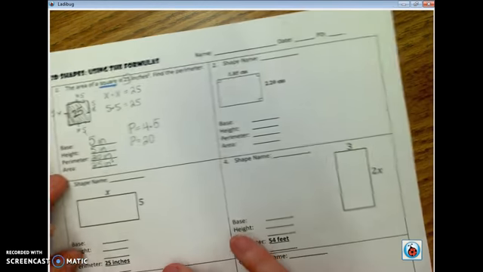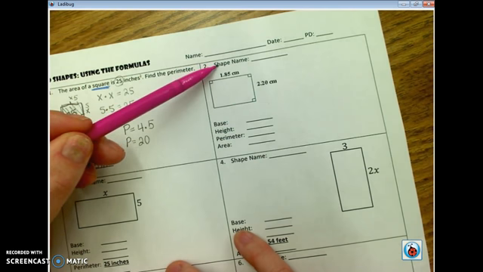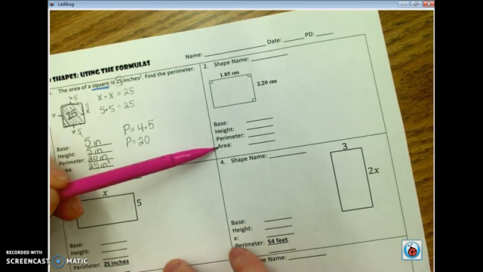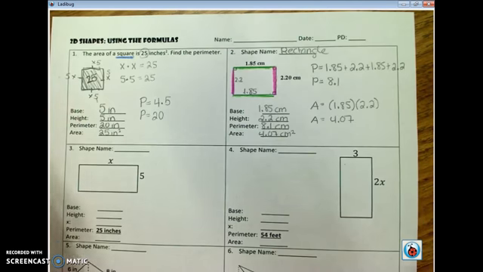Okay? All right, I'd like you to pause the video. Go ahead and try number 2. Make sure you name the shape, what's the base, what's the height, find the perimeter, and find the area. Don't forget to label your units. Okay, let's see how you did.